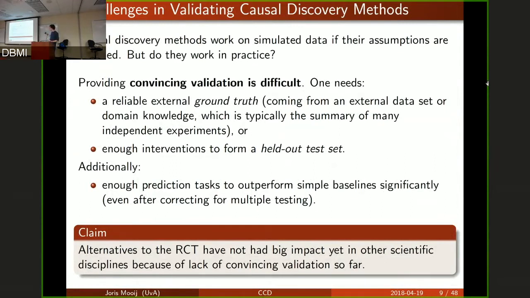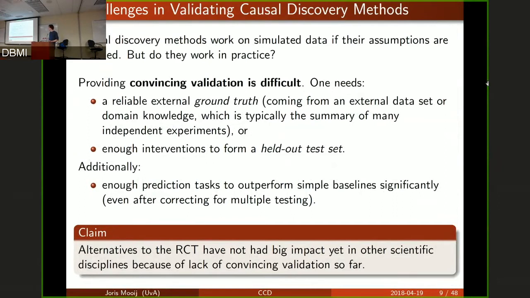And I would like to pose this claim here as sort of a discussion item. I hope that you can prove me wrong. I will back up part of this claim in this talk later today. I would claim that alternatives to the randomized controlled trial idea have not had big impact yet in other scientific disciplines because of a lack of convincing validation so far. Maybe we can discuss it later at the end of my talk a little bit more.